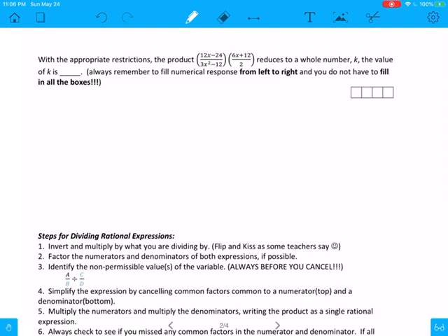So please don't just sit there and struggle. If at the end of this you're like, I have no idea what you just did, then please message me, okay? So let's do the last one. With the appropriate restrictions, the product, and product is just an answer to multiplication. So you just want the answer.